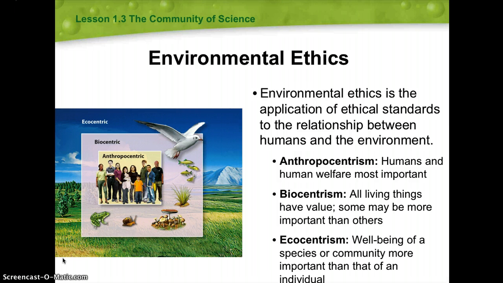If you have an anthropocentric viewpoint, humans and human welfare are most important in value. If you have a biocentric viewpoint, all living things have value. Some may be more important than others, so you may place a little bit more value on the human aspect than other aspects. And then the last environmental ethic would be ecocentric, and the ecocentric ethic means that the well-being of a species or a community is more important than that of any individual. So in ecocentric, you look at the whole picture of the environment, both biotic and abiotic components.